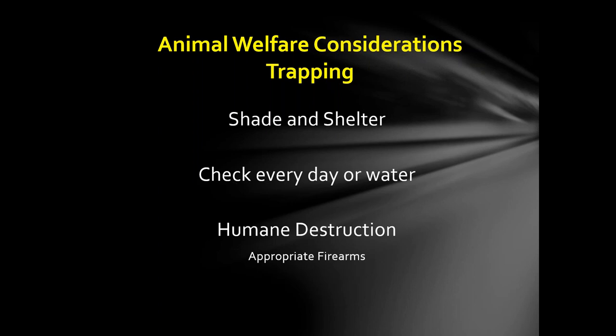And humane destruction, which is mainly appropriate firearms. A lot of people I see trying to shoot big boars with a .22. I know they kill them after about 20 shots, but my favourite is I do an overkill, I suppose. I've got a short barrel Winchester 30-30 and on a big pig, I just shoot them once and they just drop dead. I think it's a much more humane way to go.